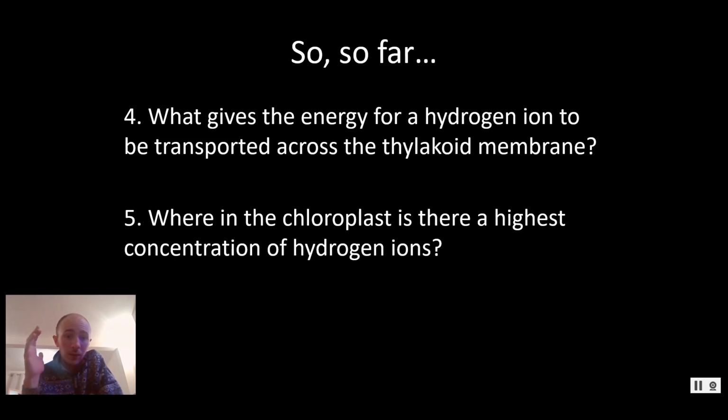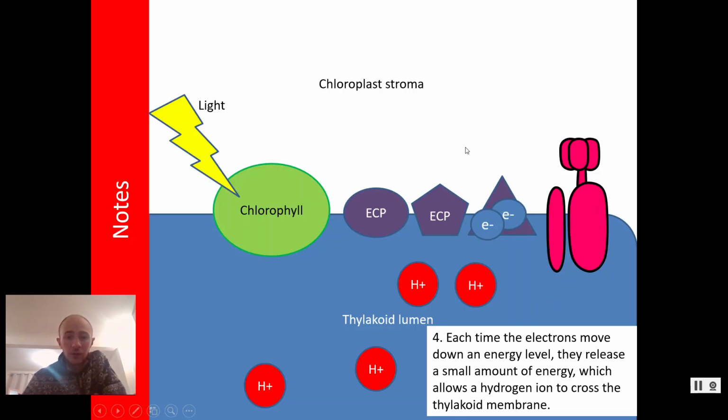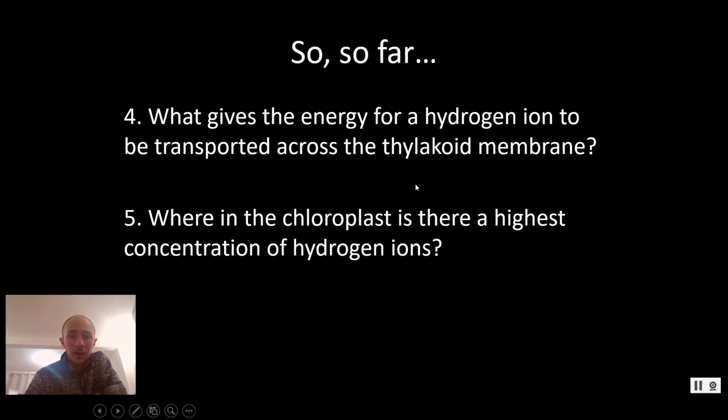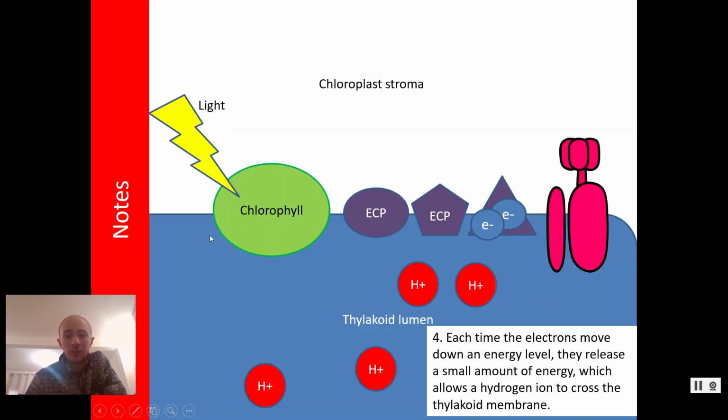So, the energy for hydrogen ion to be transported across the thylakoid membrane comes from the electrons being passed across the electron transfer protein. So, every time the electron moves down through a protein, it loses a bit of energy. Now that makes sure there's a high hydrogen ion concentration in the thylakoid lumen compared to the chloroplast stroma.